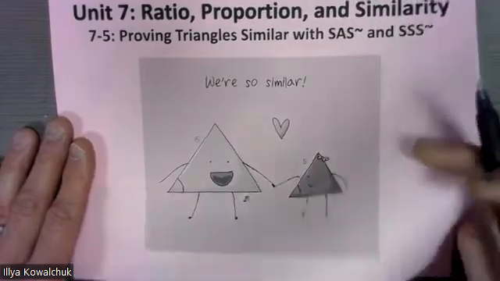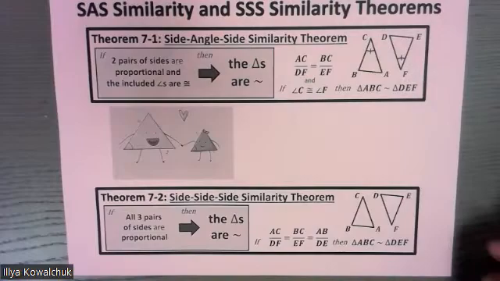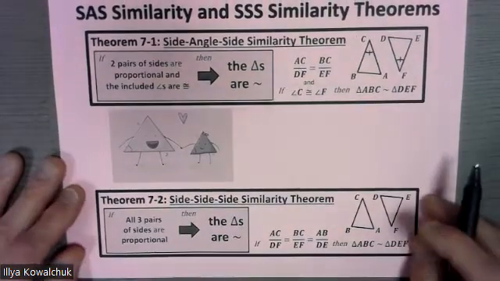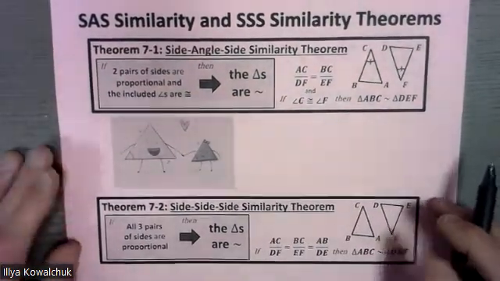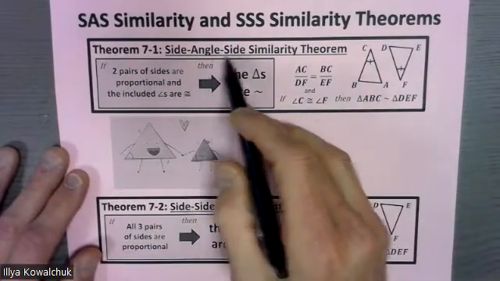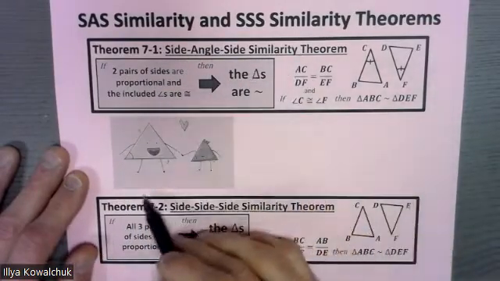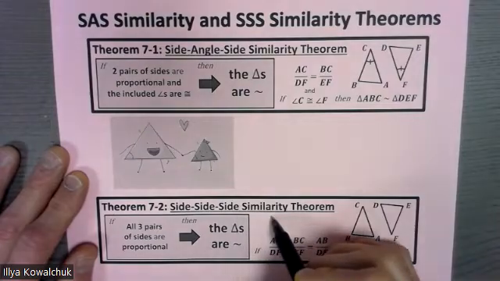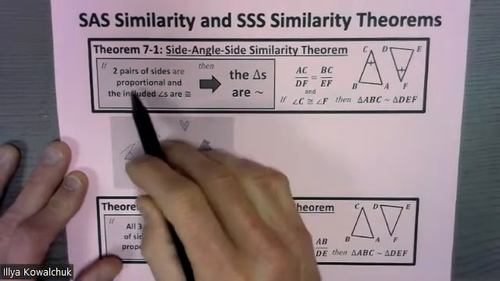Okay, let's go ahead and jump in here. Our first two theorems for today. Hopefully you took notes on these already. So we've got theorem 7.1, the side angle side similarity theorem, and theorem 7.2, the side side side similarity theorem. Let's look at this one first.